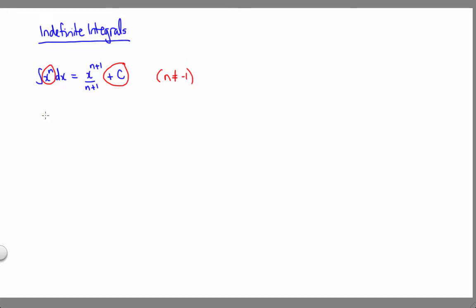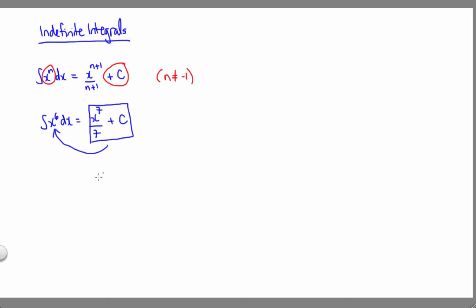Let's do a couple quick examples. If we wanted to integrate x to the 6th with respect to x, we'd increase the power by 1 and divide by that new exponent, and we need to remember plus c so that we're getting all possible antiderivatives here. So as a mental check, we're checking that taking the derivative of this expression here really does return the original function x to the 6th.